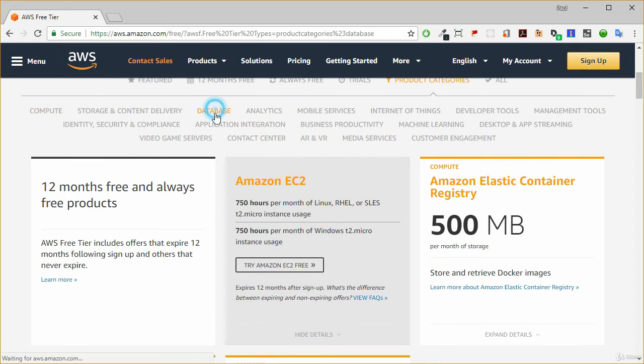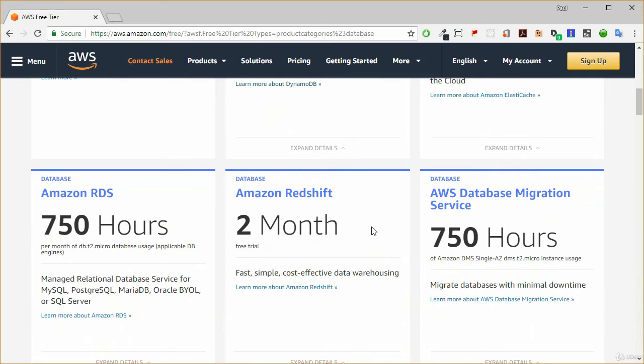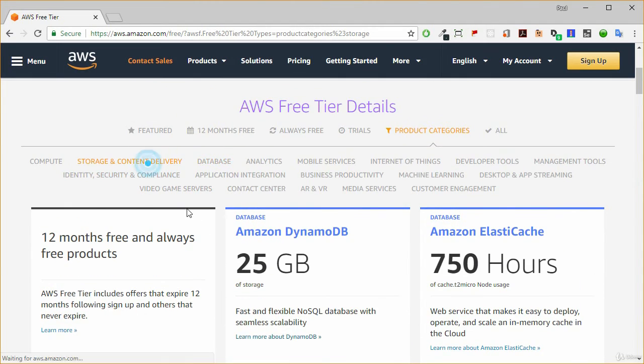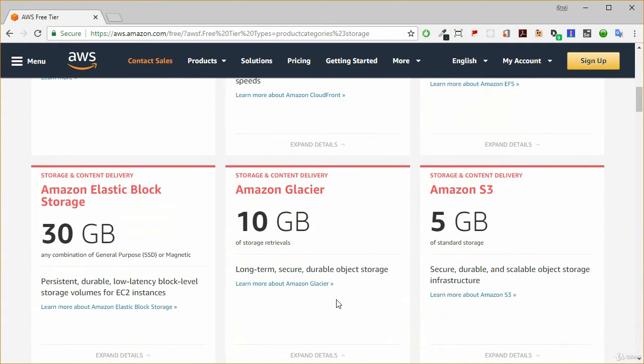And the same with our database service. With RDS, we've used that as well. We're going to get 750 hours of that, and that is, again, only going to be for T2 micro. And with storage and content delivery, we're going to be using S3 a lot. Again, we're going to get 5 gig of standard storage under that free tier.